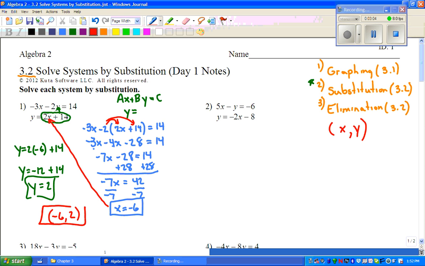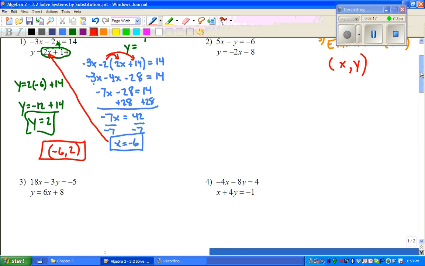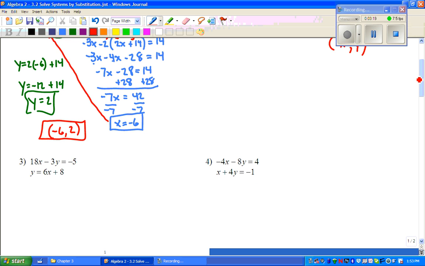And if we wanted to check it, we would substitute it into both equations up here. And we would see if it is true for both of them. Okay? Let's go down here to number 3. All right, for number 3, again, standard form, and then you got y all by itself here. All right, what you're going to do is take this expression that y is equal to, and substitute it in for y. So when you rewrite this one now, it's going to say 18x minus 3, and now y is actually equal to this expression right here.